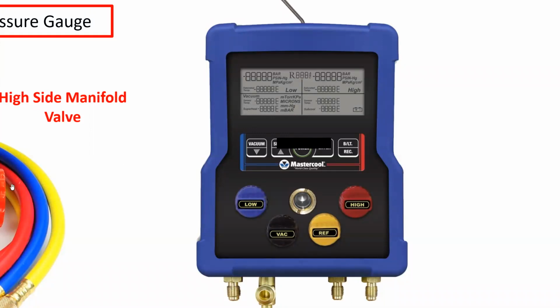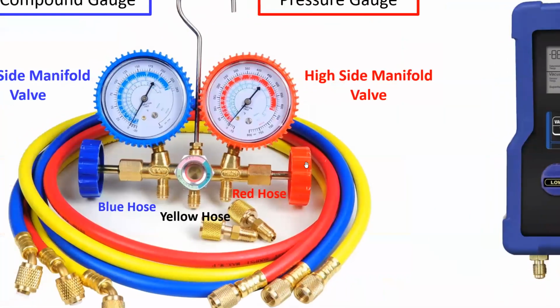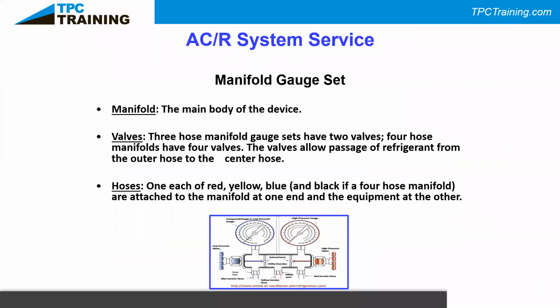And on this one, instead of being able to read it on the gauge, you might have to use a PT chart, a separate chart, to read your pressure and the saturation temperature of your system. So, the manifold gauge set: the valves that are underneath the gauges look like this right here.